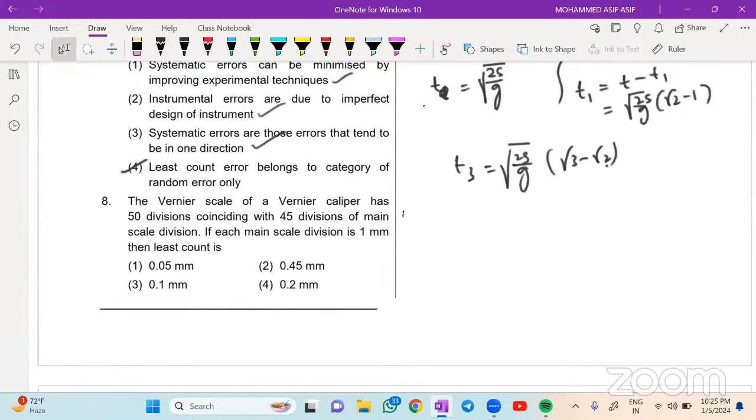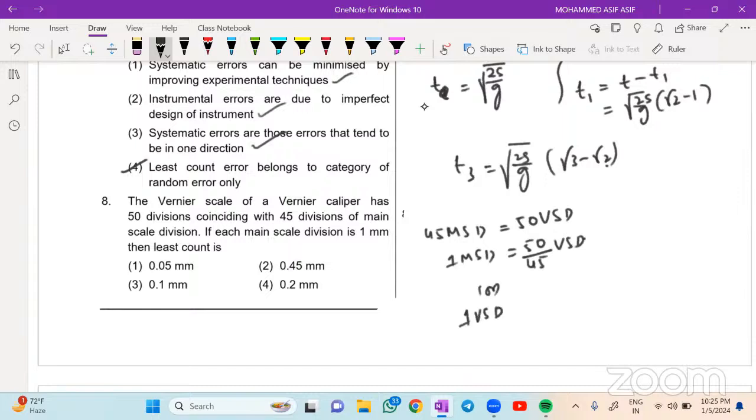Eighth one. The vernier scale of the vernier caliper has 50 divisions coinciding with 45 divisions of the main scale. If each main scale division is 1 mm, then the least count will be equal to how much? Good question. 45 MSD is equal to 50 VSD, it says, isn't it? That means 1 MSD will be equal to how much? 1 MSD will be equal to 50 divided by 45 VSD. Or else I can say 1 VSD is equal to 45 divided by 50 MSD.